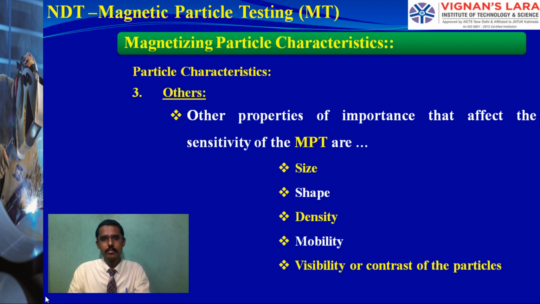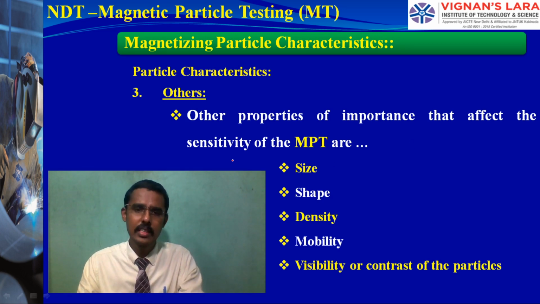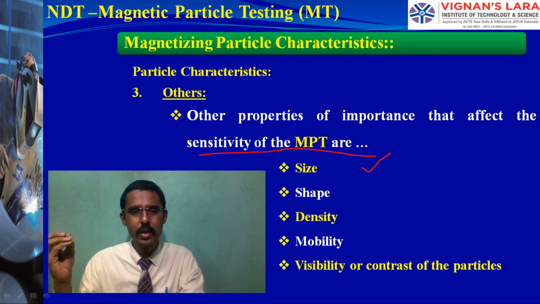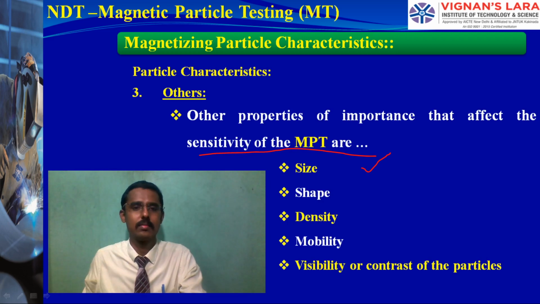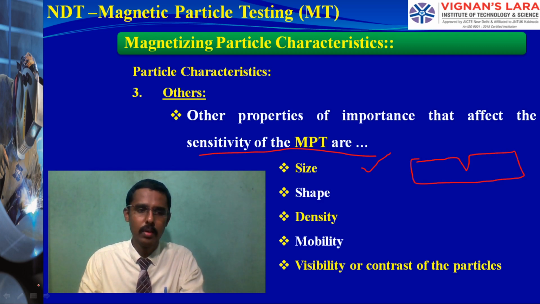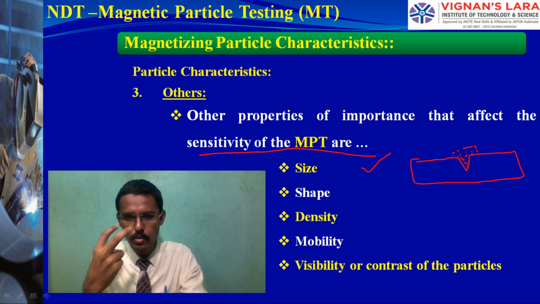At last, the third one. Some other properties are of importance that affect the sensitivity of magnetic particle testing. What are they? The size of the particles: whether it is large or very micro level, because only micro level particles help to go inside the cracks at a discontinuity. So a crack will be available at this point, and the particles have to come and fill it here. Then only will we get some visibility.